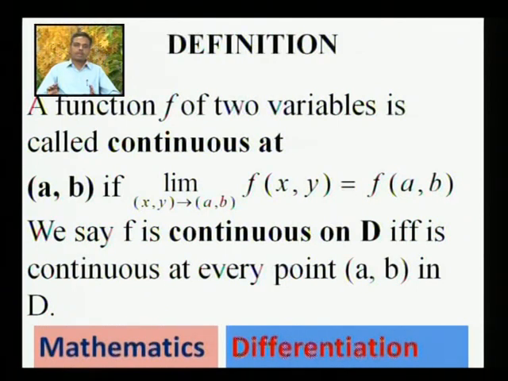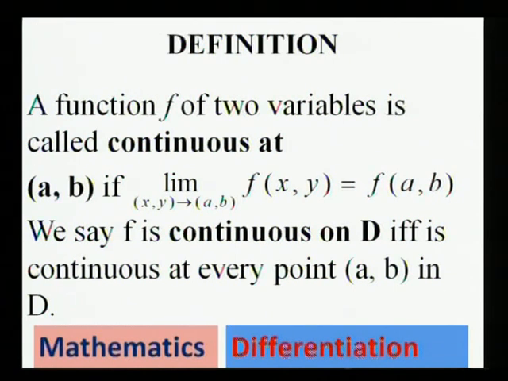Here we have a function f of x that is continuous at a particular point, say c, if the limit of f of x is equal to f of c as x tends to c. So it is just a generalization from one variable to two variables. Here we have the limit of f of x, y is equal to f of (a, b) as (x, y) tends to (a, b).